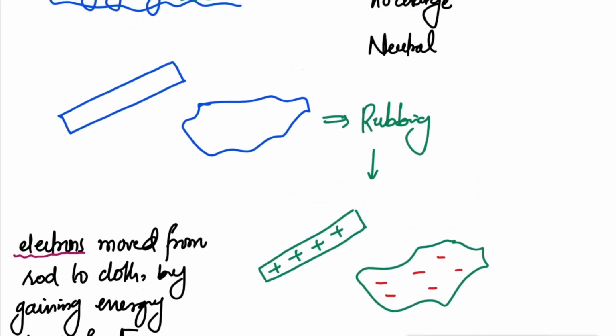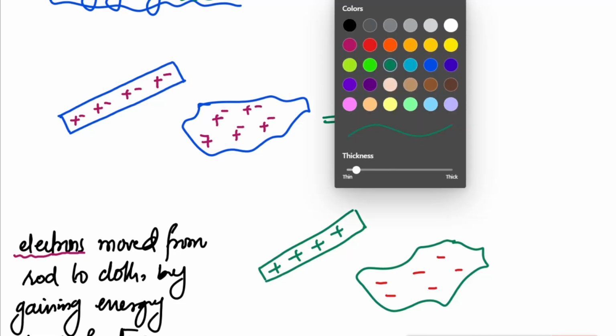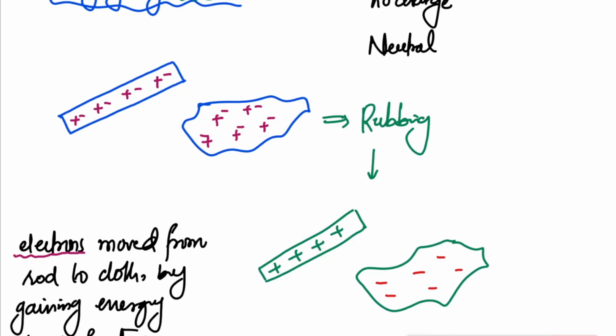So previously, this is a neutral object, so positive and negative charges would have been equal in number, equal in quantity. Similarly over here, they would have been equal in number in terms of positive and negative. What we have done by friction is that we have given these electrons some energy, thermal energy, and they have moved from this rod to the cloth.